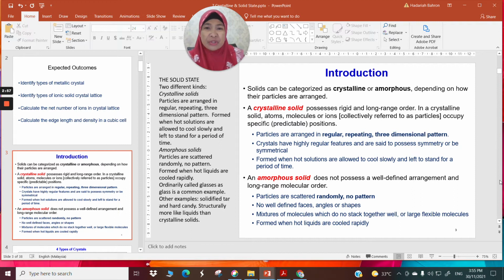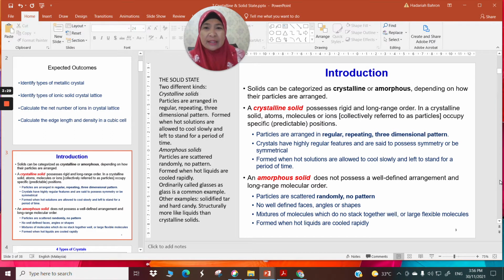So if you wish to have a crystalline solid, slow cooling is desirable, and then you do not disturb it. You just leave it be for a long time, so that the particles can take the time to arrange themselves in an orderly manner, in a particular repeating pattern, in three dimensions. You are going to get a crystalline solid in that way.